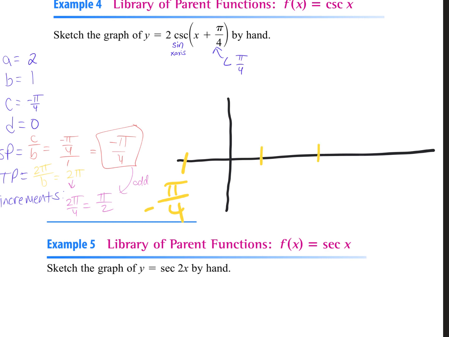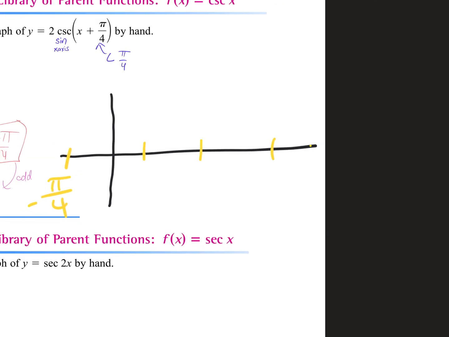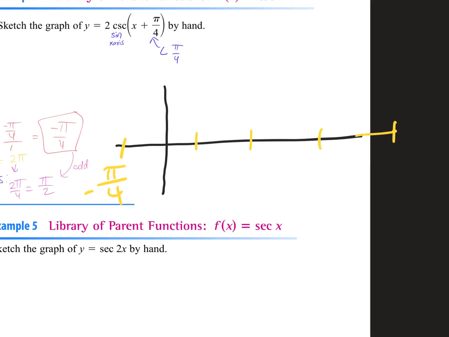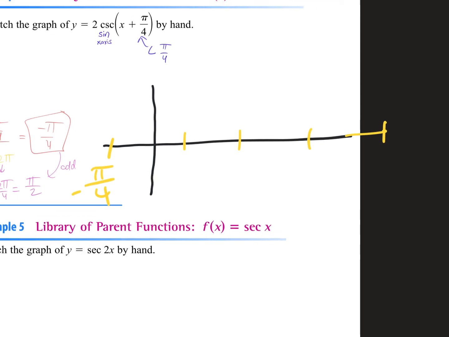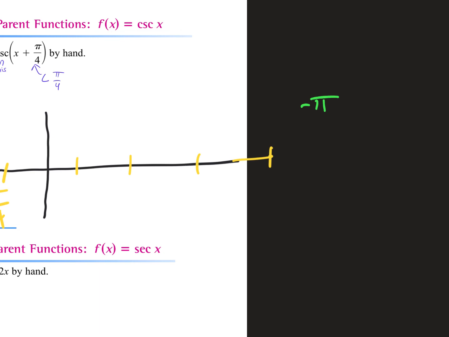So I got 1, 2, 3, 4. Now, how do I know what the next tick mark is going to be? You're going to add pi over 2. We're just going to add pi over 2 a whole bunch. So I'm over here, negative pi over 4. Negative pi over 4 plus pi over 2. Common denominator. This is 4. This is 2. What's negative 1 plus 2? So this is pi over 4.